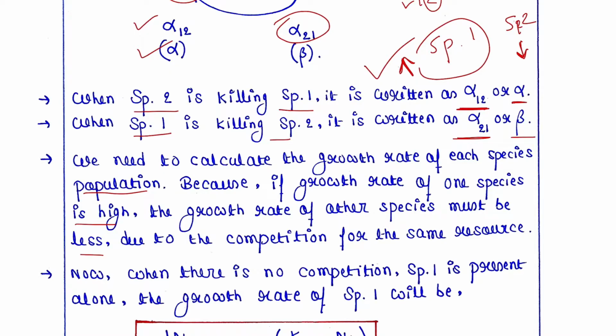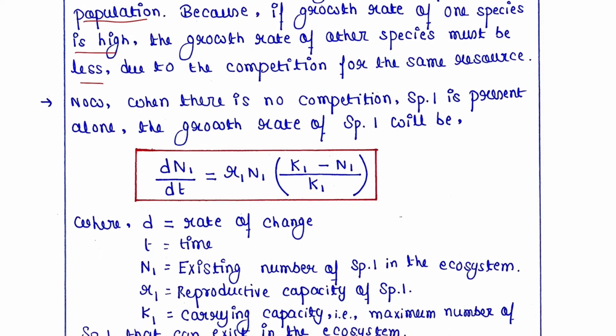Now, when there is no competition, species 1 is present alone. So the growth rate of species 1 will be this one. Here there is no competition, only species 1 is there. dN1/dt equals r1 N1, and in the bracket, (K1 minus N1) divided by K1. So this is the formula. You have to remember this formula.